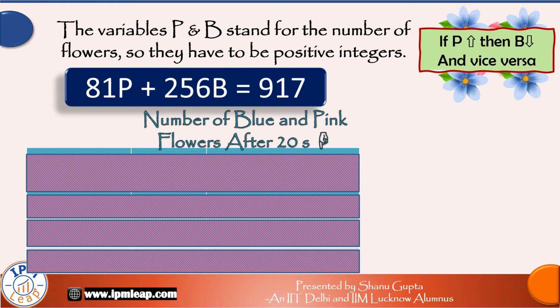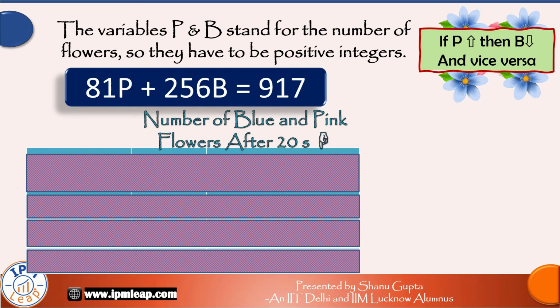To solve such special equations, all we need to do is list down possibilities and rule out those which don't satisfy the equation. The easiest way to do this is to pick the term with the bigger coefficient, this one, and try to see the range of values that variable can take. So B, the number of blue flowers in the beginning, could be a minimum of 1, or 2, or 3, or 4, or 5, or so on.